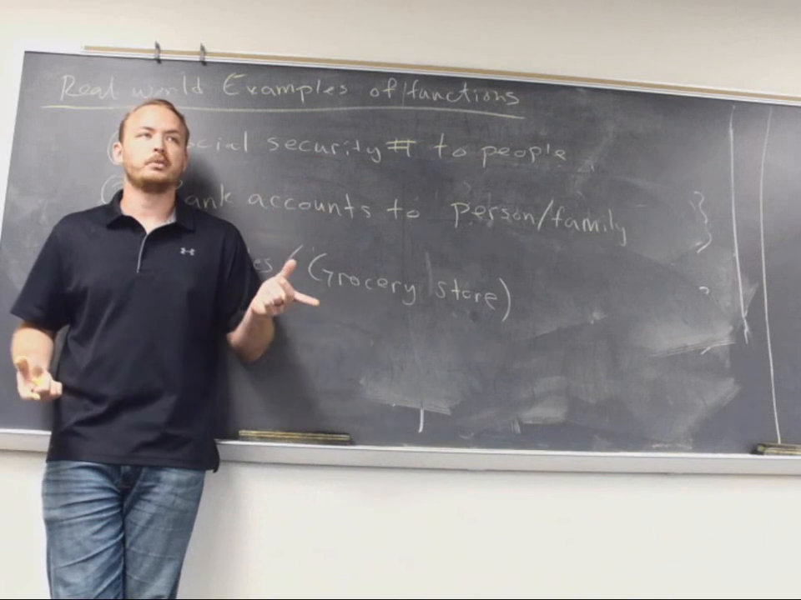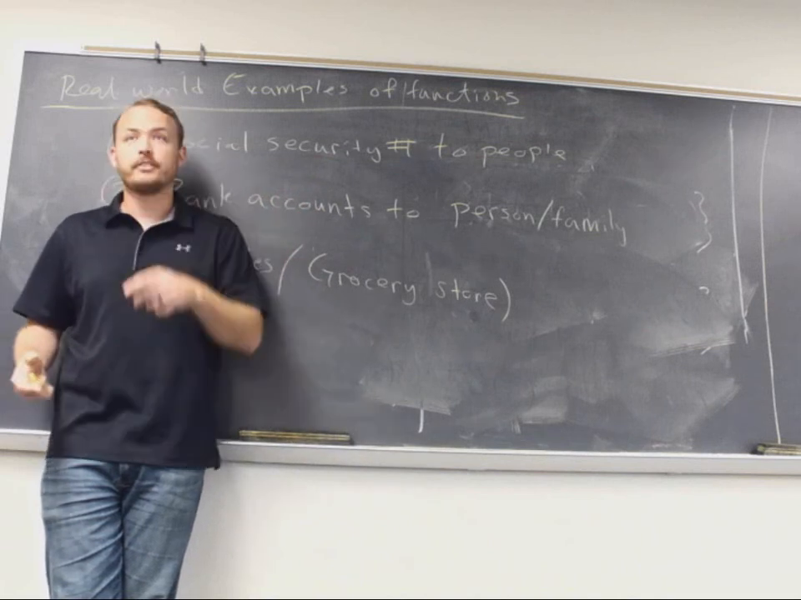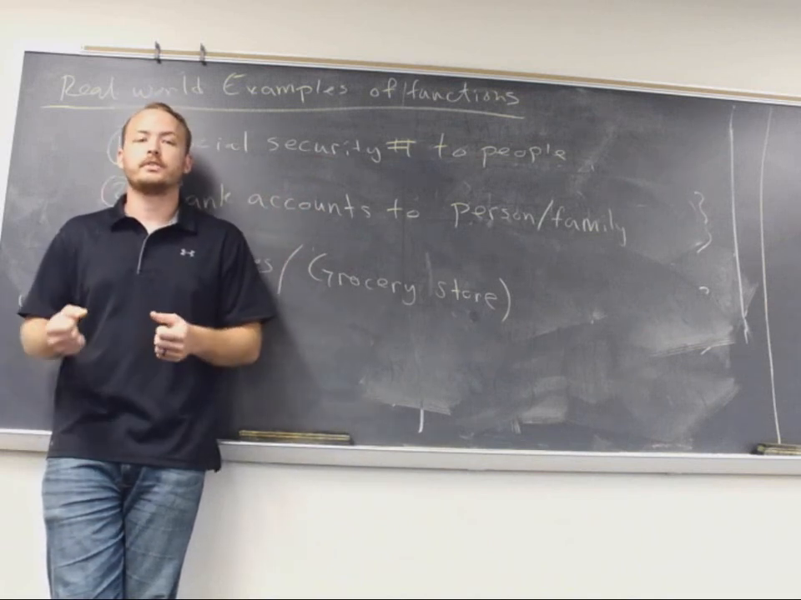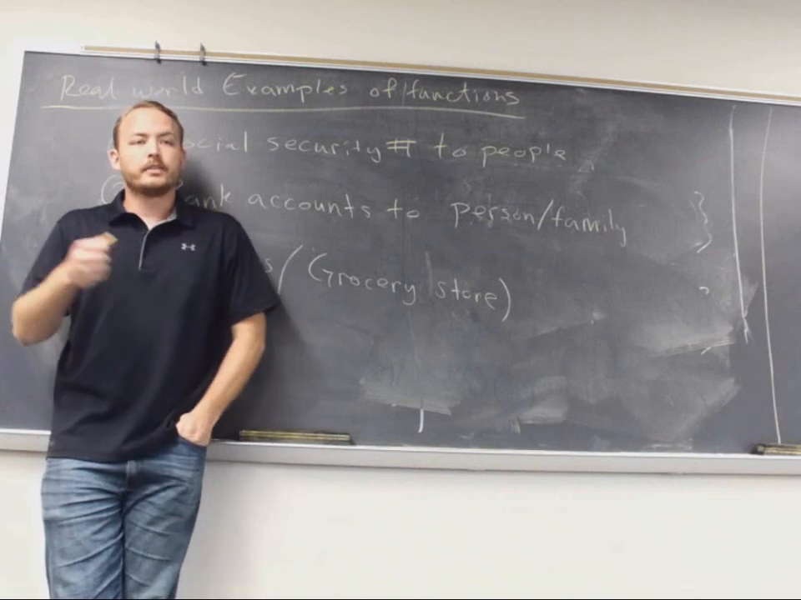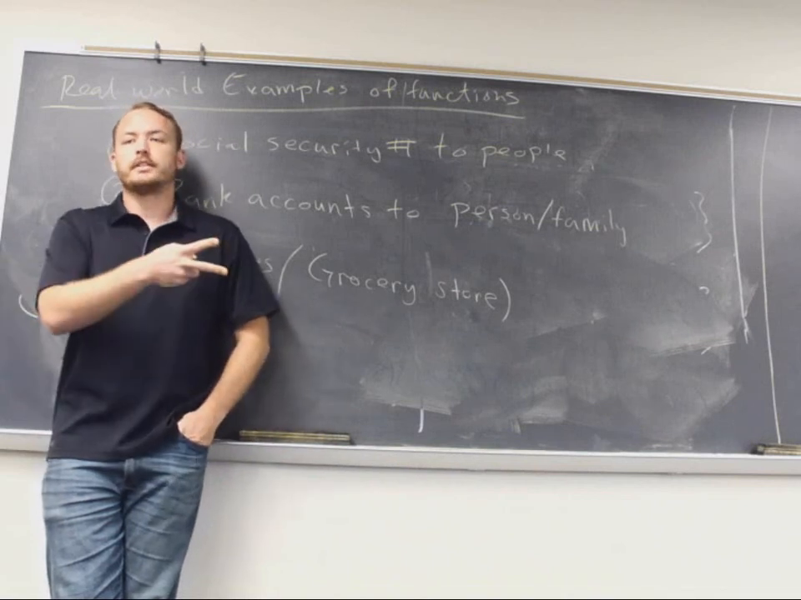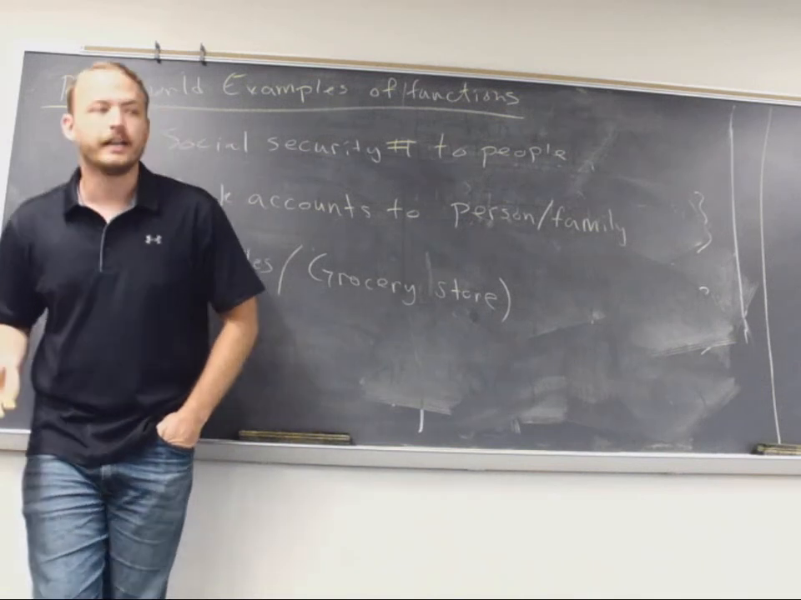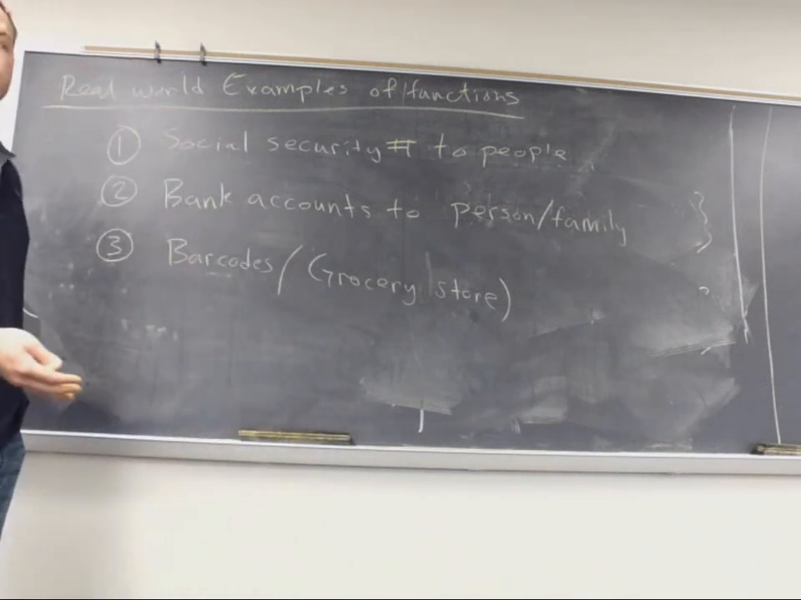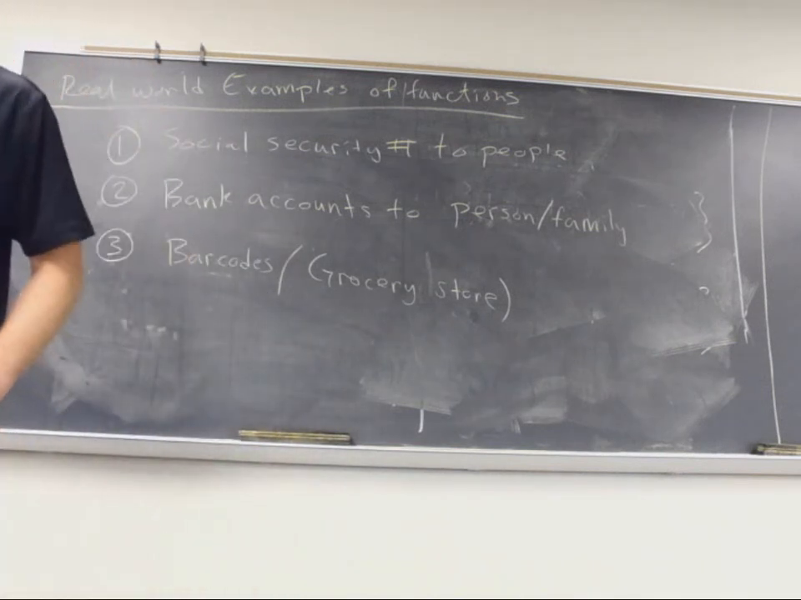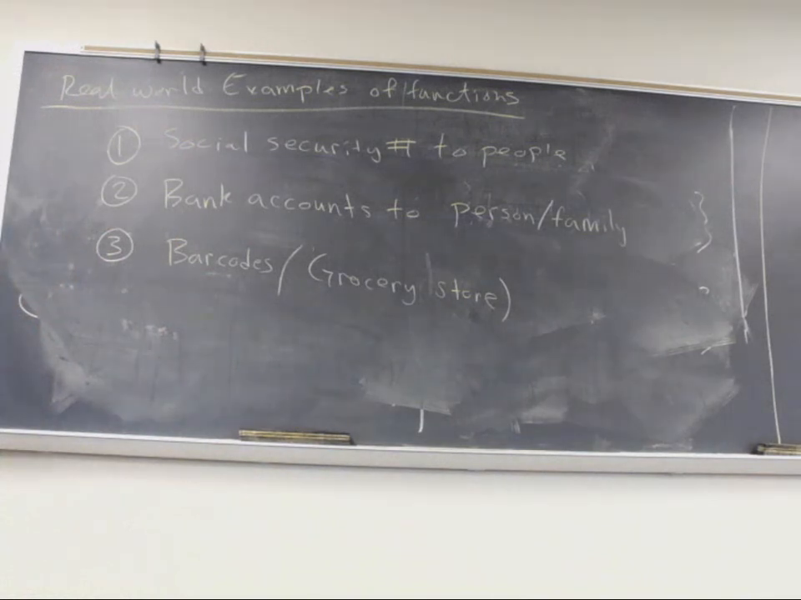So that's an example of not a function, if those barcodes didn't line up. So if you scan the same item, but you get 2 different prices, then you're going to throw a fit at Target or wherever you're at buying your milk. The milk should be the same price. So that's kind of where functions come into play and how they're used in the real world.